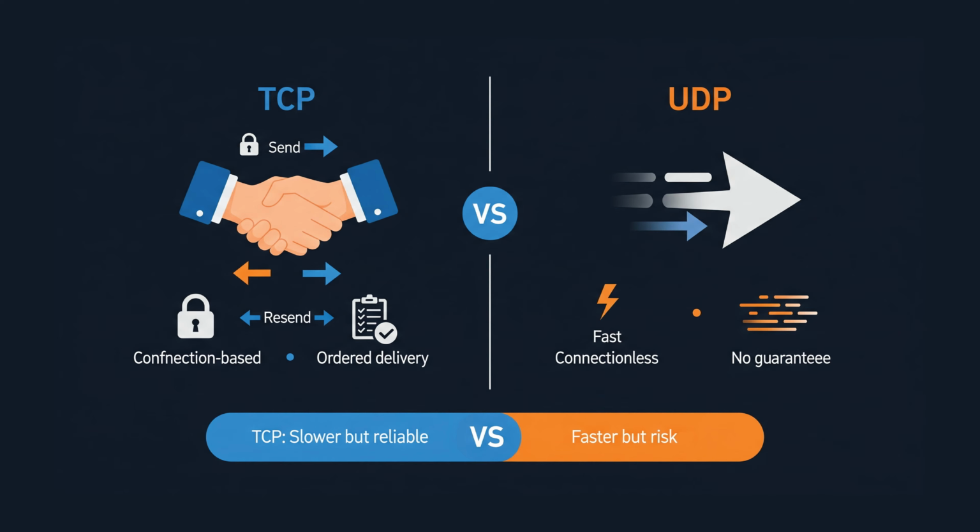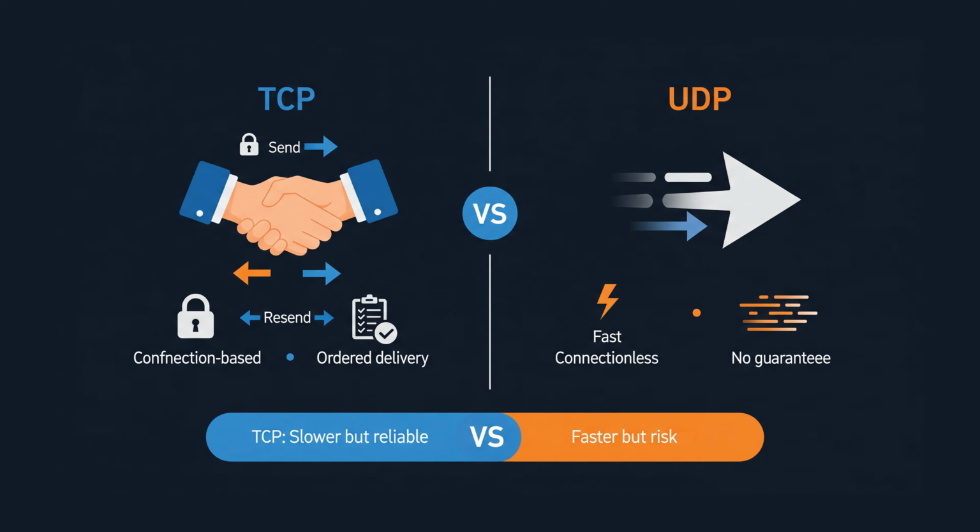UDP is exactly the opposite. There's no handshake and no confirmation. Once the data is sent, no one checks if it actually arrived. This makes UDP very fast, but there's a risk of data loss. Protocols like DNS, live video streaming, and online gaming use UDP. TCP means reliable delivery, while UDP means fast delivery.